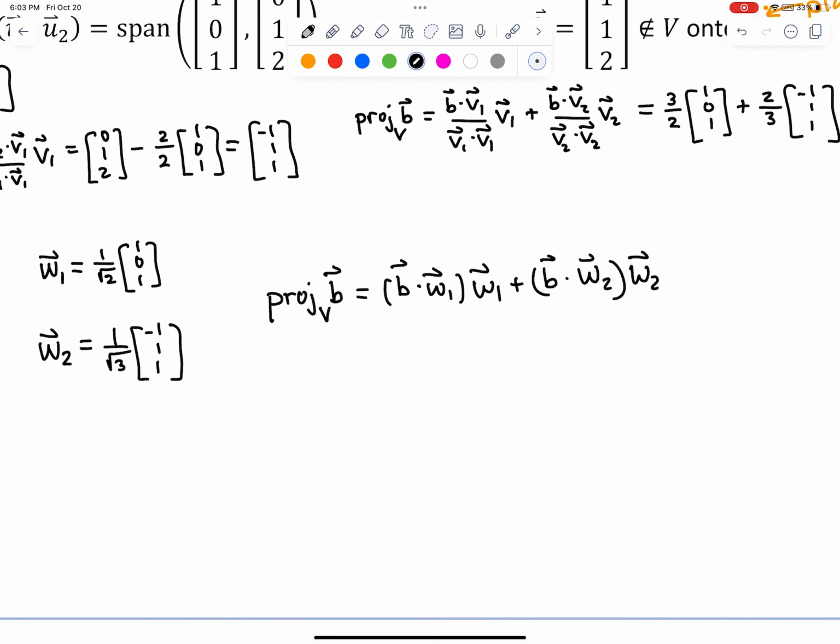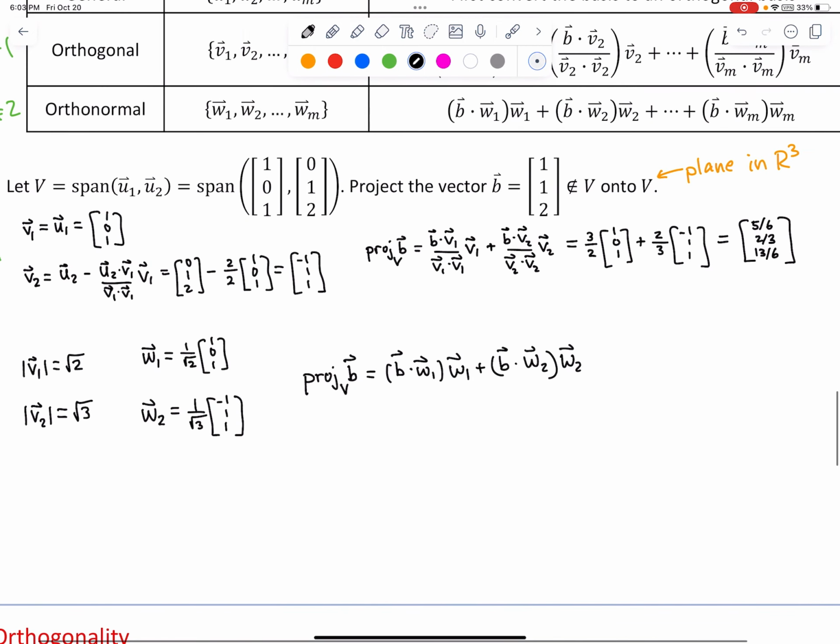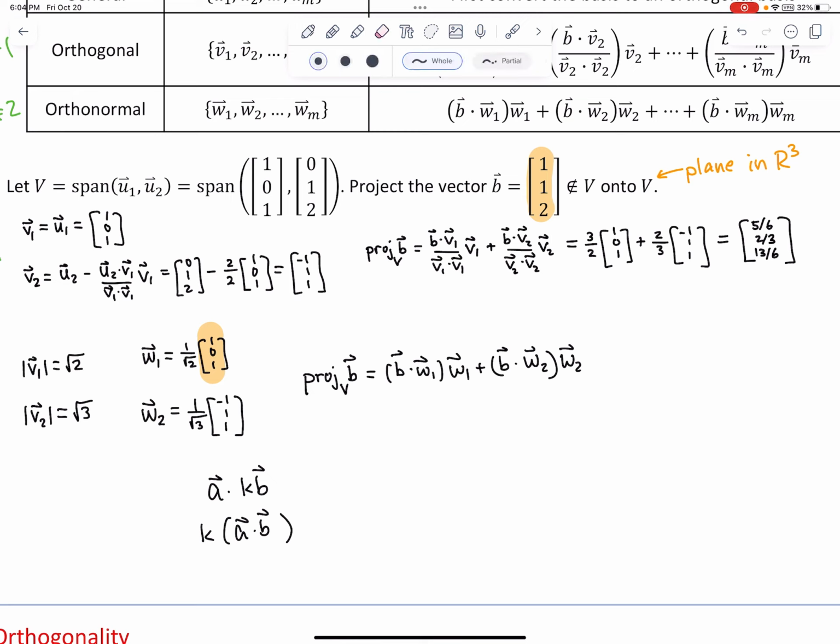So now that I have my orthonormal basis, I can use this formula instead. Here's the formula we're going to use. So we're going to do vector b dot with vector w1. Vector b is here, and vector w1 is here. You may recall that if you do a vector dot a scalar times another vector, that scalar can just be brought to the front and just dot the two vectors. So the scalar 1 over radical 2, we can just leave it in the front. That makes calculating our dot products a little bit easier.